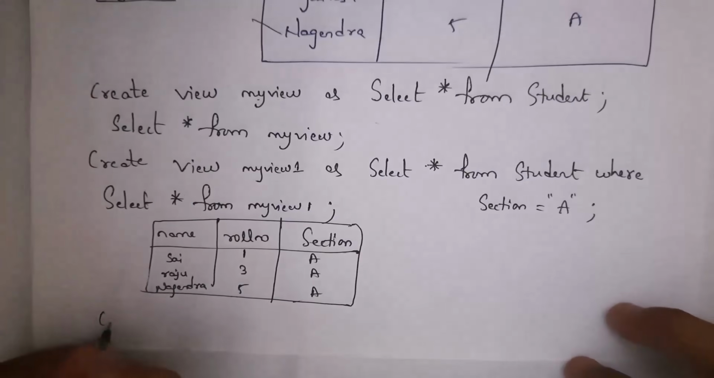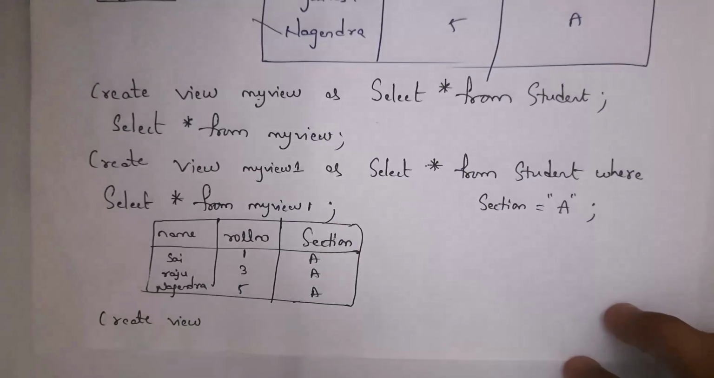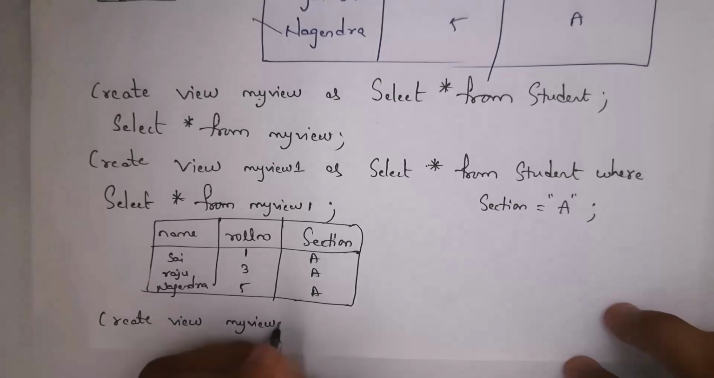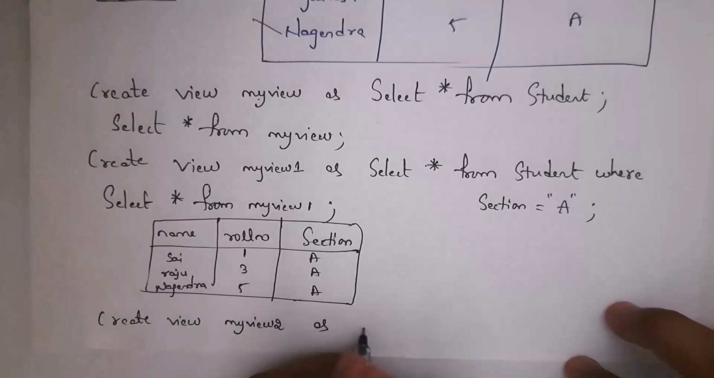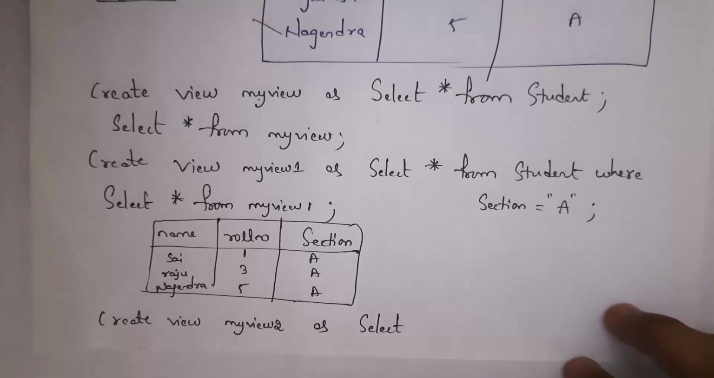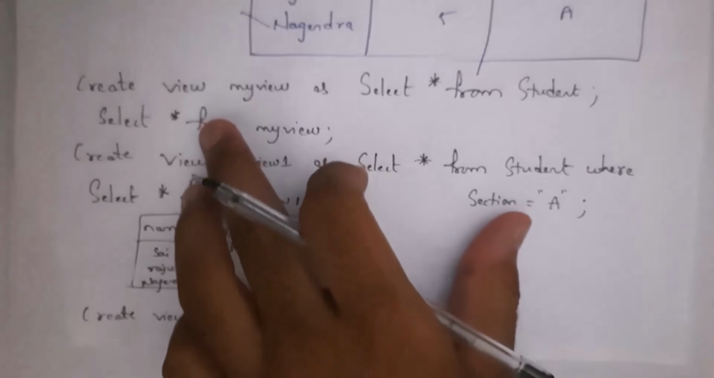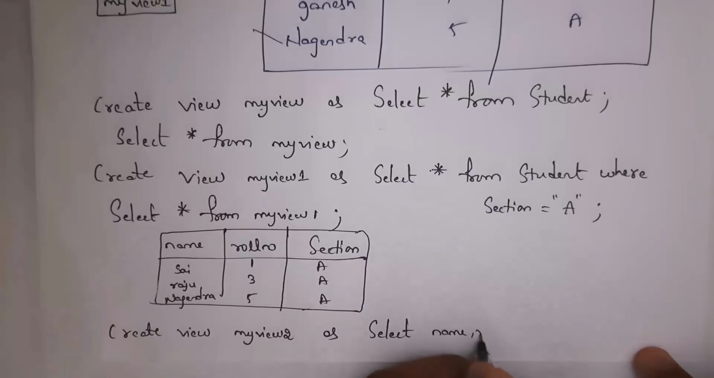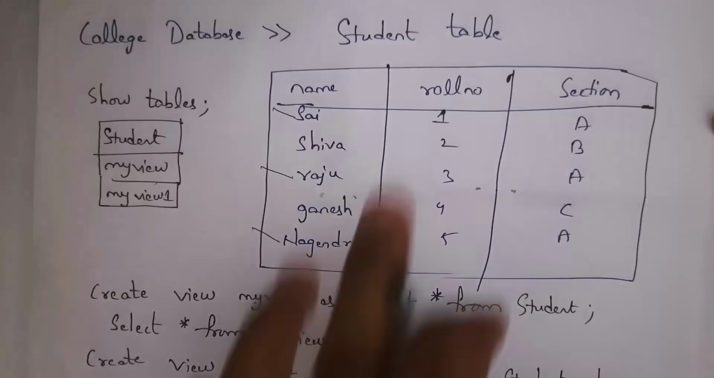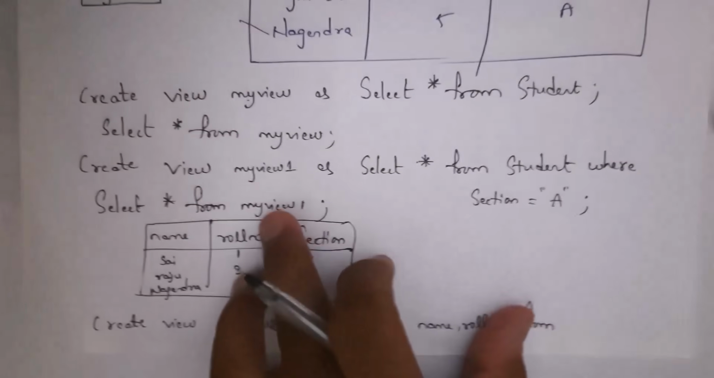So write here create view and view name. I want to give view name as my view 2. My view 2 as select star means complete columns. But I don't want to select complete columns. I want to select only name column and roll number column. So write here select name comma roll number from table name. Table name is student. So write here student.